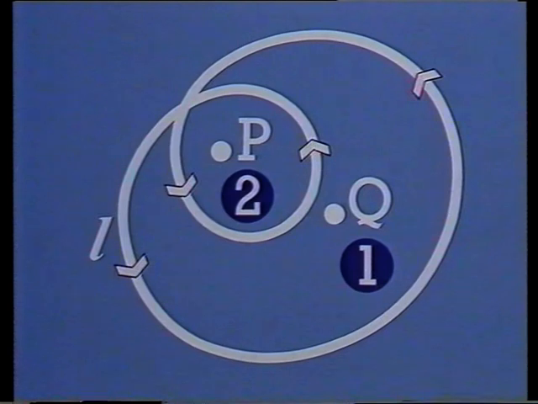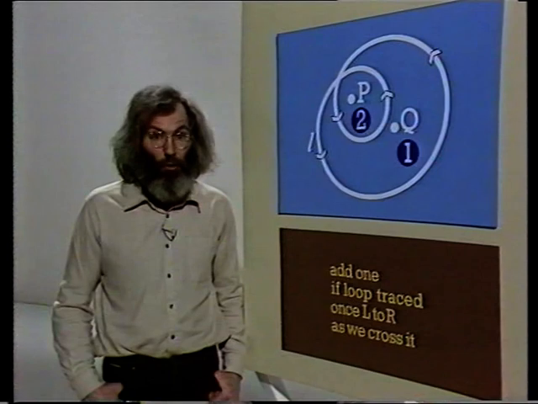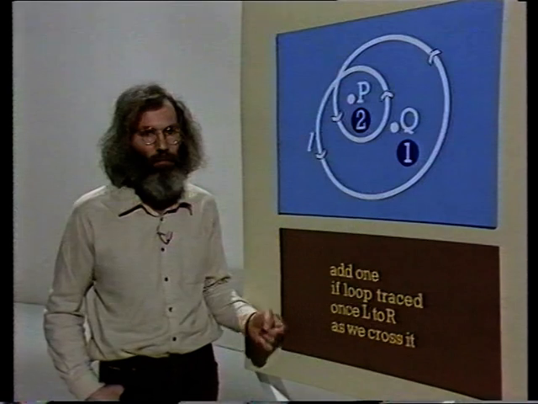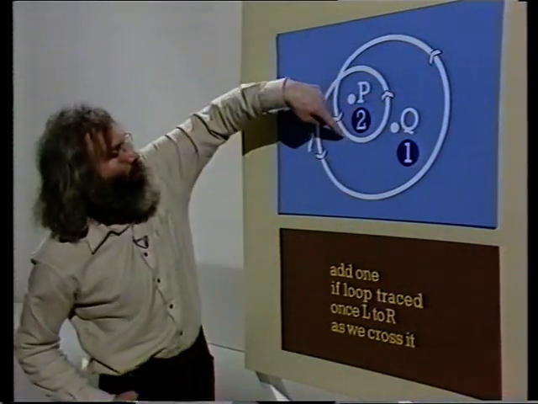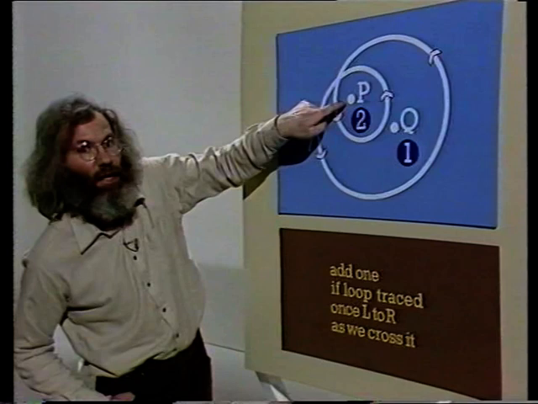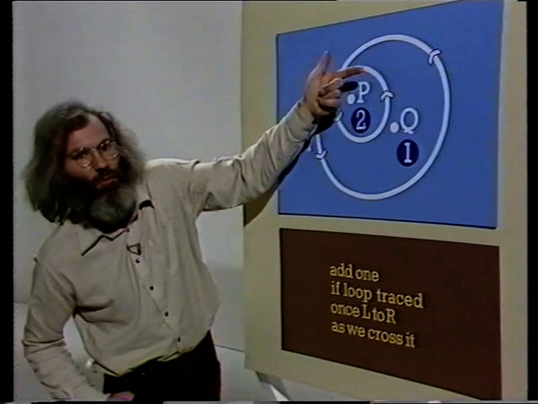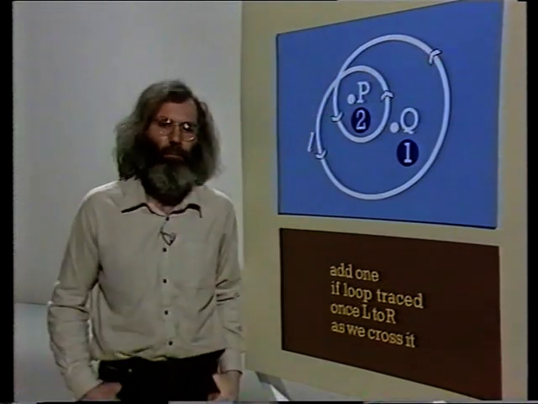Let's go back to the example you saw at the beginning. The winding number of this loop about Q is 1, but if we cross into the inner region, the winding number about P is 2. Well, a possible rule which would account for those values is this one. If we cross a loop, then the winding number increases by 1 if the loop's traced once from left to right as we cross it. Here, it's traced once from left to right as we cross from Q to P. Of course, if we cross the other way, then the loop's traced from right to left as we cross it, and the number decreases by 1.